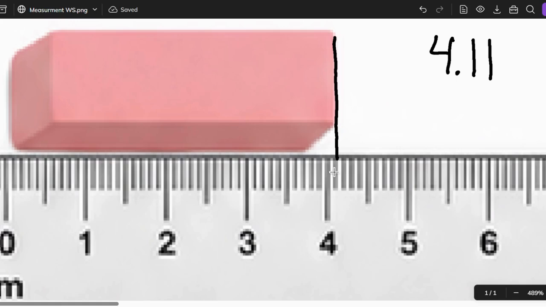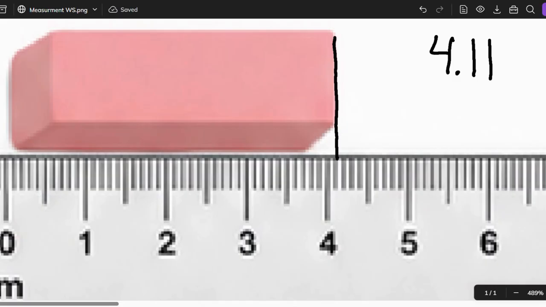So the idea is we want to go one place value past where our tool is marked. As you can see here, the tool is marked all the way to the tenths place. So 4.1, 4.2, 4.3, that's where it's marked. We want to go one place value past that to the hundredths place. That's what we always want to do when we're making scientific measurements: go one place value past where the tool is marked.